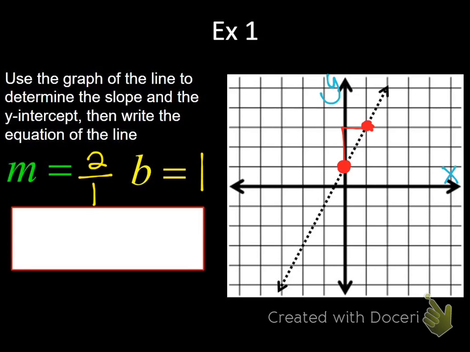Okay, so we're going to write it in the equation. So we're going to write y equals 2 over 1 x plus 1. Okay. What's another way I could write it? Y equals 2x plus 1. Either way would be acceptable to turn it in on your homework assignment or quiz or a test, okay? They both mean the same thing. All right, let's take a look at the next example.